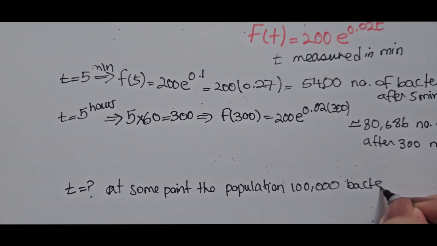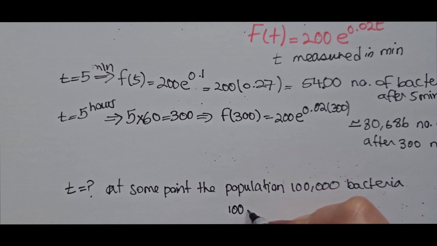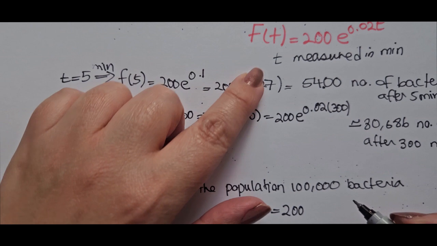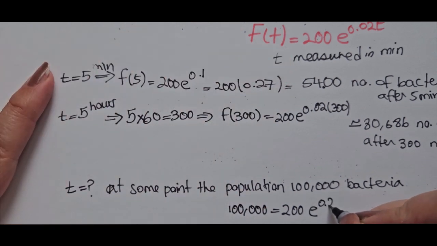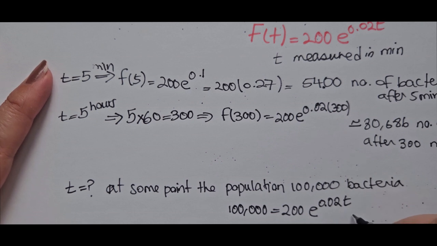And then they ask you, when is that time? So what you have to do here, you have to act opposite. So you say that the population is 100,000, right? So 200, and then here you would have e to the power 0.02, and then t is missing.